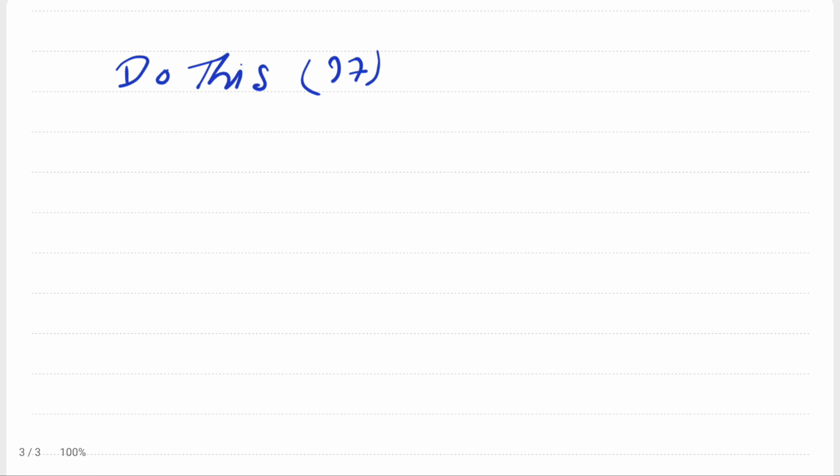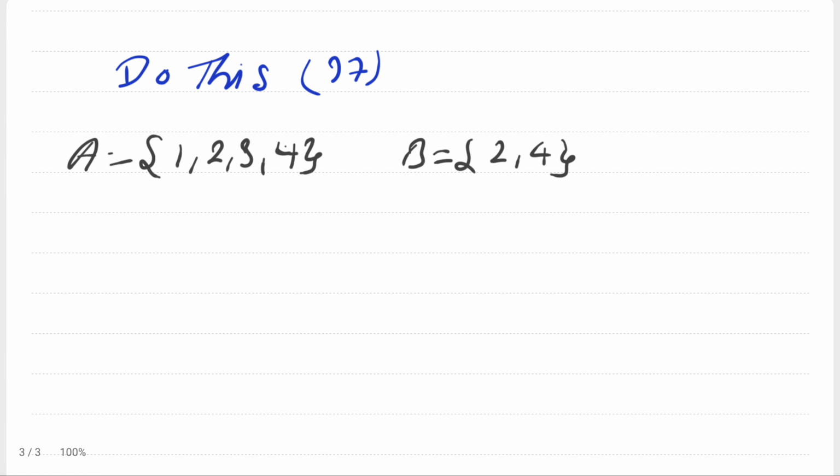Like question number 1, A is given here as 1, 2, 3, and 4. B is also given as 2 and 4. And C is also given, so we have to write C here. C is given as 1, 2, 3, 4 and 7. And D is given. F is given, this is a null set.